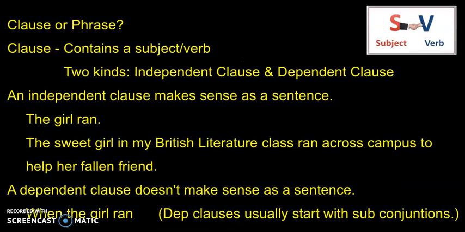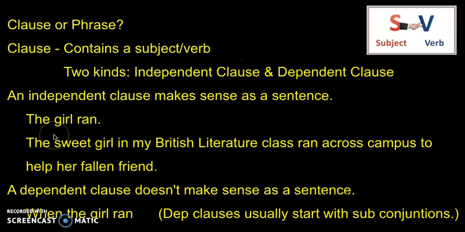Hello, let's talk a little bit about clauses versus phrases. A clause contains a subject and a verb, and there are two kinds, independent clause and dependent clause. So you can probably imagine the independent clause can stand on its own as a sentence, and you can see what I put here. An independent clause makes sense as a sentence.